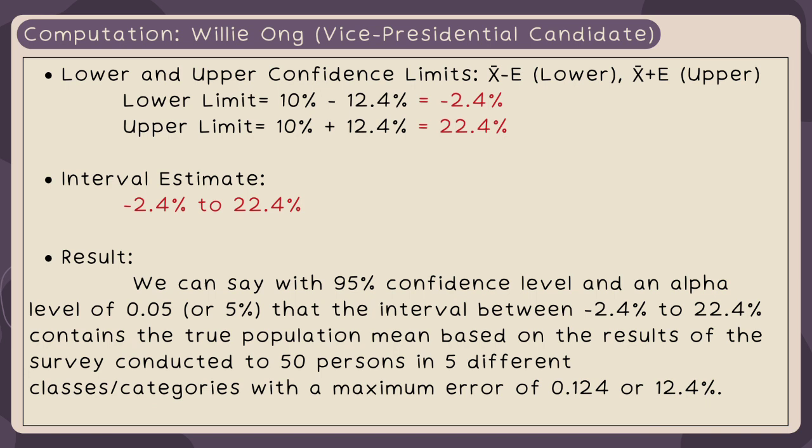And the final statement is, we can say with 95% confidence level and an alpha level of 0.05 or 5% that the interval between negative 2.4% to 22.4% contains the true population mean, based on the result of the survey conducted to 50 persons in 5 different classes or categories with a maximum error of 0.124 or 12.4%.